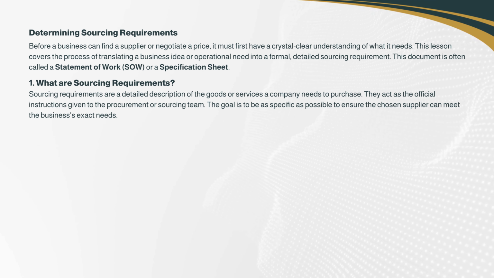Packaging requirements. How the product should be packaged for delivery and sale. Example: individually wrapped in bubble wrap and packed 24 units per master carton. Quantity and timeline. How many are needed and by when? Example: 1,000 units needed by October 1st.